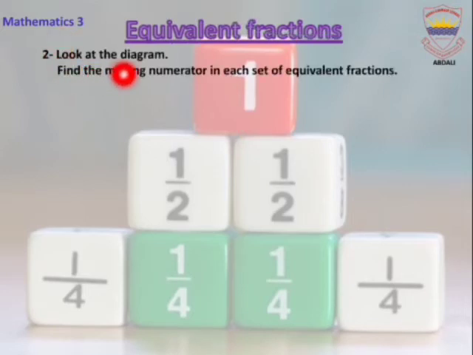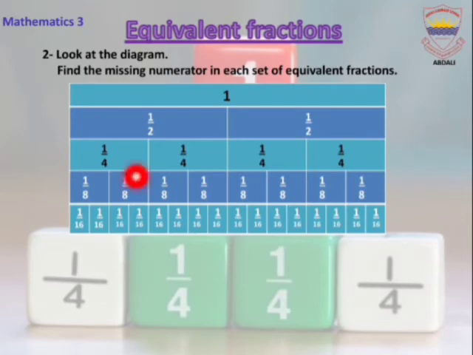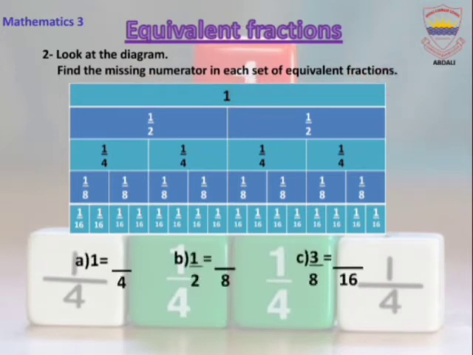Question number 2. Look at the diagram. Find the missing numerators in each set of equivalent fractions. Here students, 1 is equal to 4 by 4, because when we divide 4 by 4 in the table of 4 we get 1.